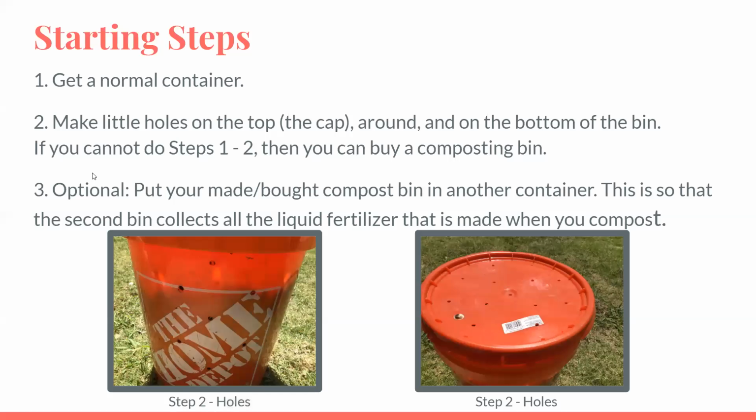Okay, so when you get started composting, there are a few steps that you need to take. In bin composting, you obviously need a composting container. So your first step is to get a normal container and make little holes on the top or the cap, around and on the bottom of the bin. And if you don't or can't do these steps, then you can go ahead and buy a composting bin. Another third and optional step is to put your made or bought composting bin in another container. This is so the second bin will collect all the liquid fertilizer that is made when you compost.